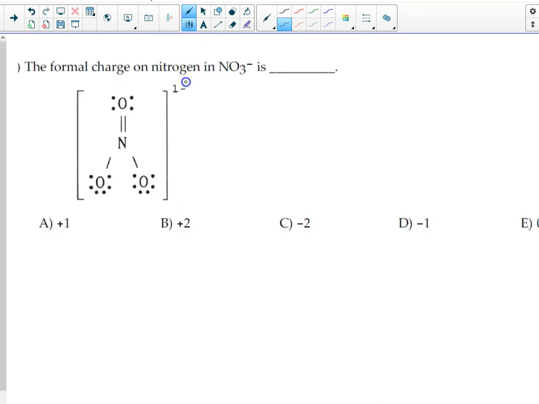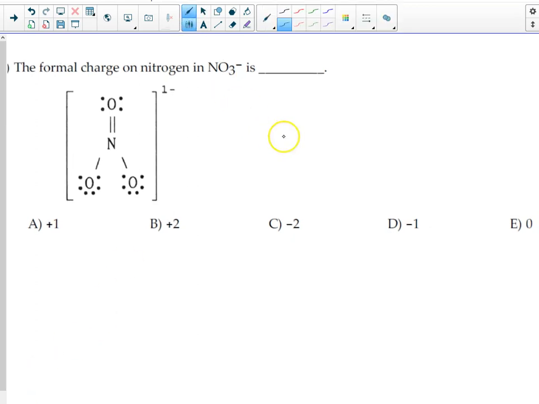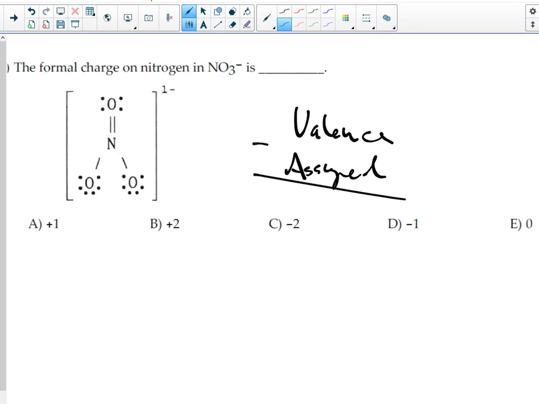All right. So let's look here. Will you try this on your own and then talk through it with your lab partner? Okay, so remember it's valence minus assigned. And the assigned, it was every dot and then half the shared pairs. All right? So all of them are shared, and there's 8 that are shared, right? So there's how many assigned? 4. Nitrogen lives in family 5, so it has 5 valence electrons. So what's my formal charge then?